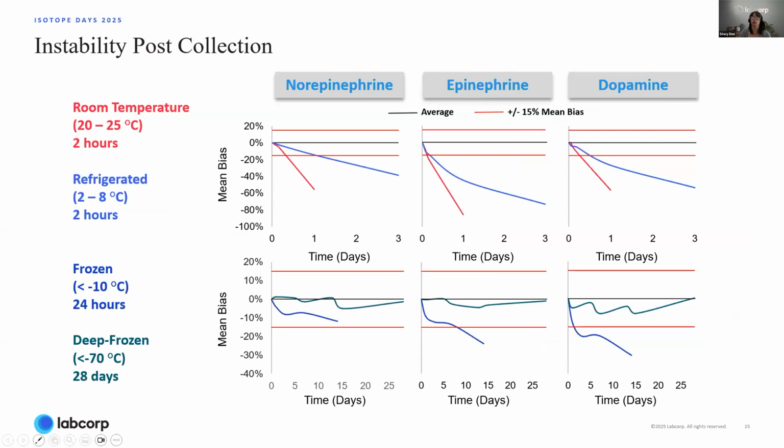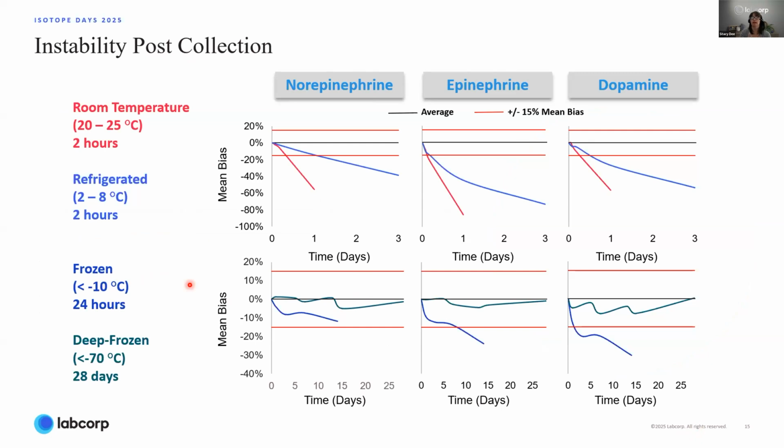So we also looked at instability post-collection. Here you see that at room temperature, you have no more than 2 hours stability. Refrigerated, same thing, 2 hours. And then frozen, you have 24 hours. And then if you're frozen at -70 or less, you have 28 days.